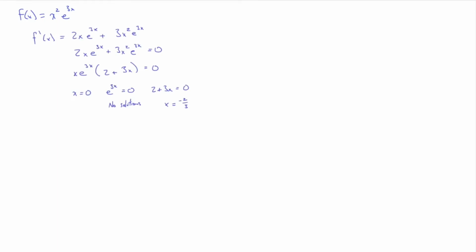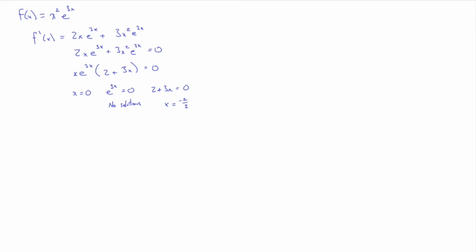We need to start by finding the critical points. So to find the critical points, you take the derivative. You need the product rule to find the derivative, so you use that. And then you take that derivative and you set it equal to 0 and solve. And to do that, you have to factor the derivative. So you do that, and you get that the factors are x, e to the 3x, and 2 plus 3x.